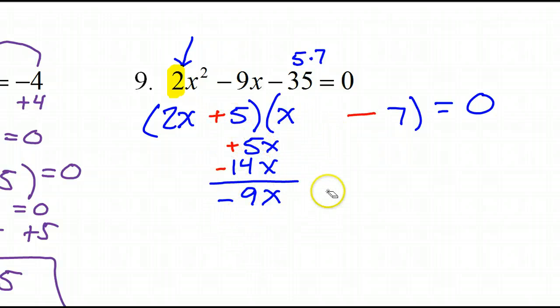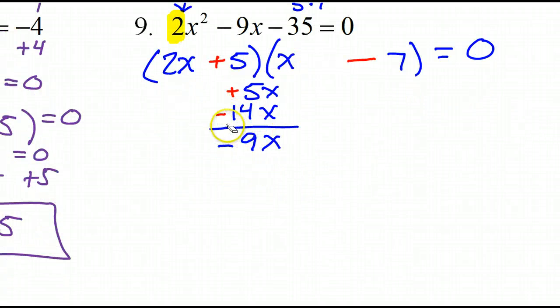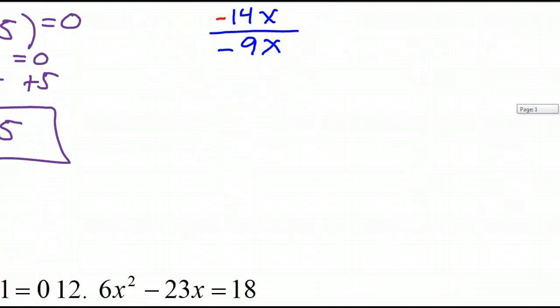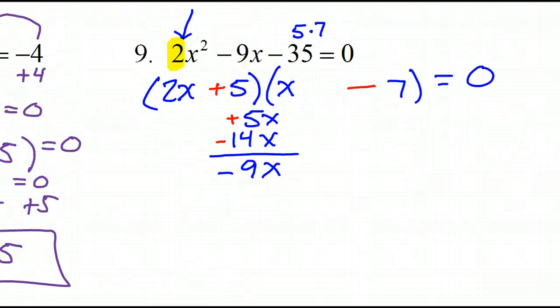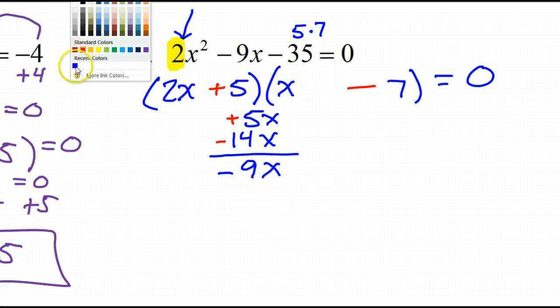But now it's time to go ahead and do my zero product property. Alright, should I erase this or keep it around? How much space do I have? I have space. I'm going to keep it hanging around. So I'm going to go ahead and do my zero product property thing now.